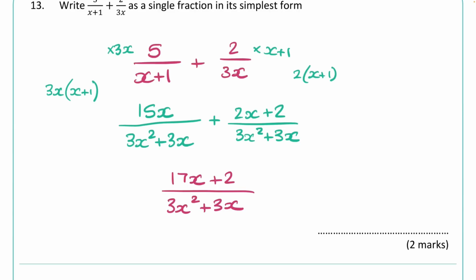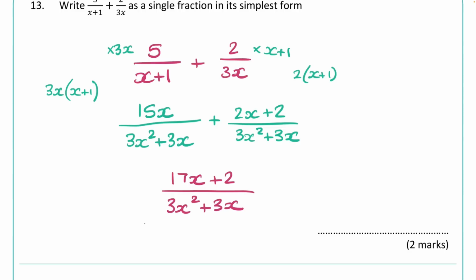And there we go. Now we do need to have a look here. It did say to write it in its simplest form, however it is only a 2-mark question. I'm not going to assume it doesn't simplify, but we need to have a look and think if it simplifies now. Now if you look at the numerator, it cannot factorise. There's nothing that can come out of that.